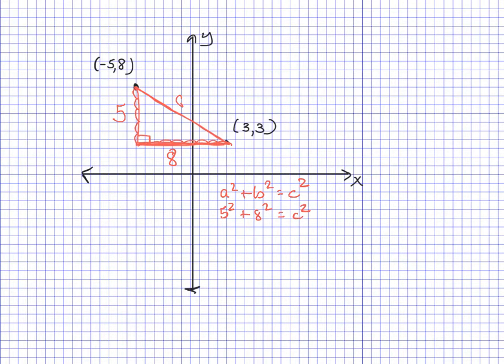Let me get my calculator out. And 5 squared plus 8 squared gives us 89. So 89 equals c squared. Remember, we need to solve for c by undoing the square, by taking the square root of both sides. If I wanted an exact answer, I would say c is the square root of 89, but let's go ahead and get an approximation. So the square root of 89 is approximately, rounded to the nearest tenth, 9.4 of a unit.